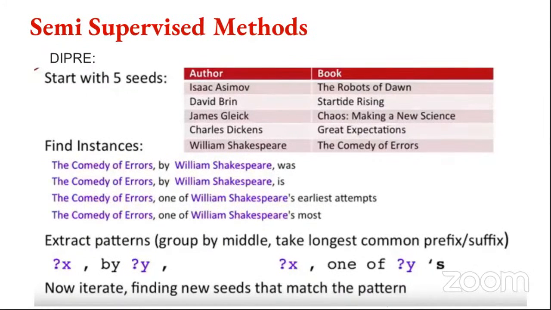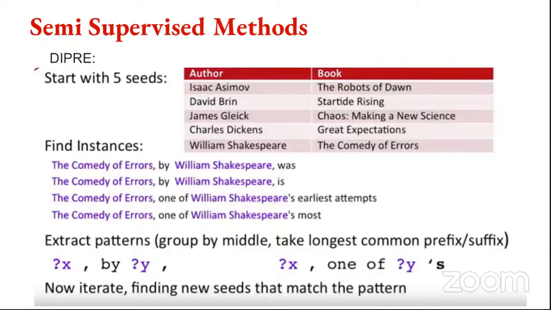We know that relationships exist between the author and the book. These are some entities which we already know: some entities in the author category, some entities in the book category. These are different instances of the seed types. Now we have to find the patterns between these two entities. The Comedy of Errors by William Shakespeare was, the Comedy of Errors by William Shakespeare is, the Comedy of Errors, one of William Shakespeare's earliest attempts, the Comedy of Errors, one of William Shakespeare's most. So these are the different instances.